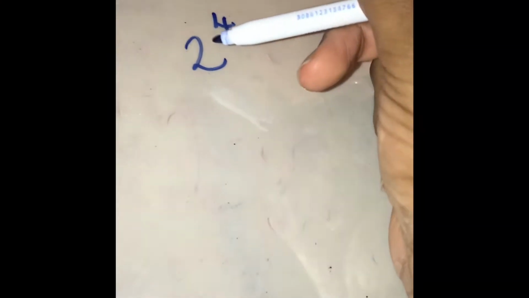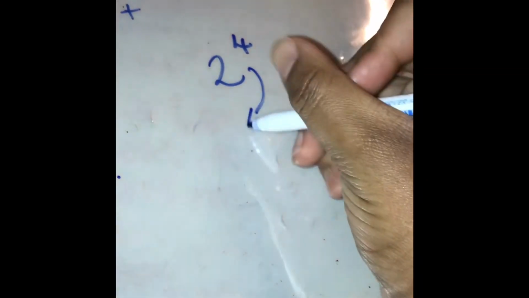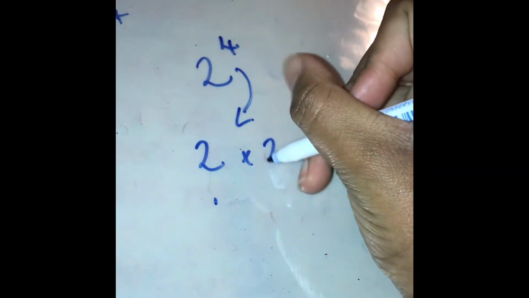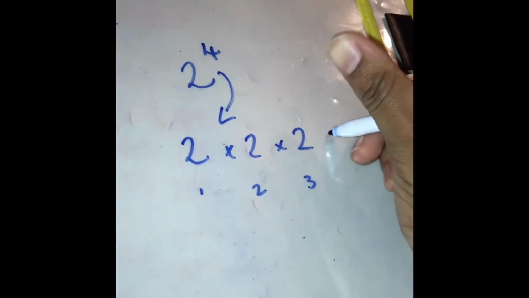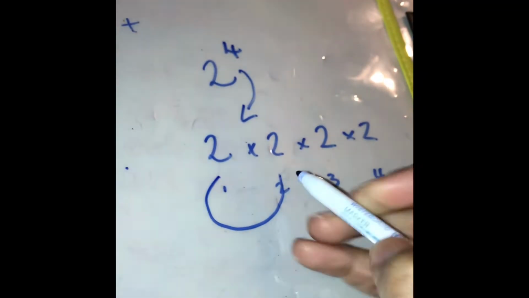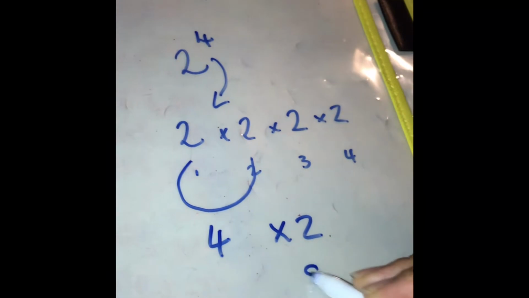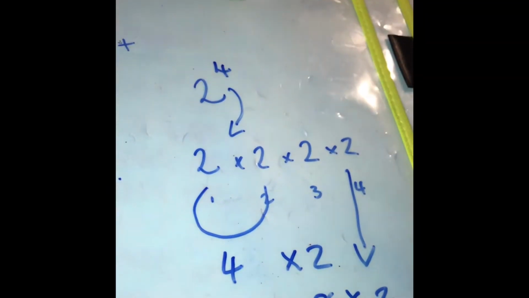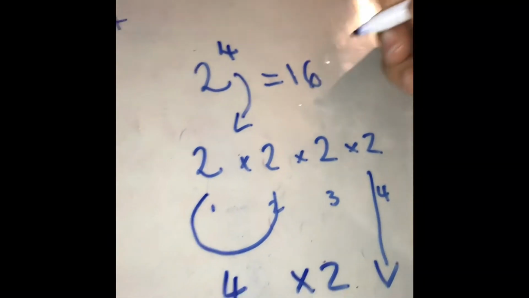So we already know that 2 to the power of 4 means 2 times 2 times 2 times 2. So 2 times 2 is 4, times 2 is 8, times 2 is 16. So this equals 16. It's a short way of saying 16.